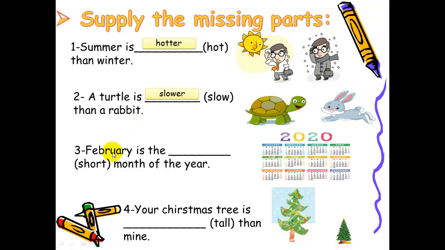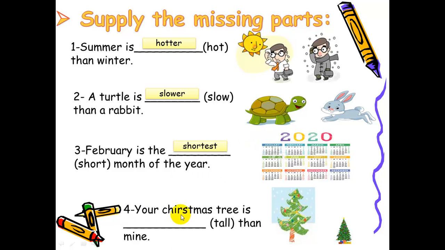Okay. Number 3, February is the short month of the year. How many months are in the year? Twelve, right? So I'm comparing February with all the other months of the year. So do I have two or more than two? More than two. It will be shortest.